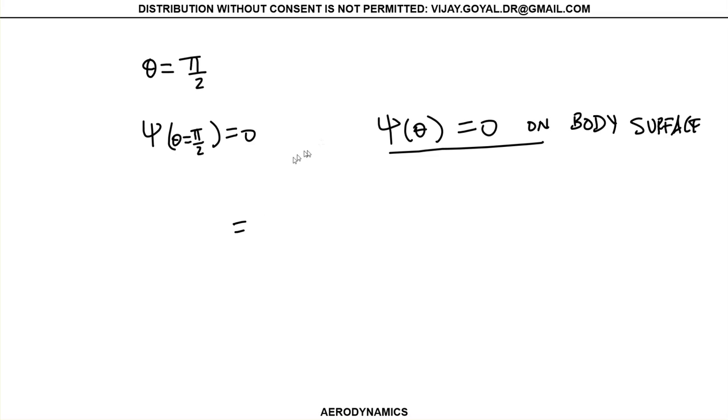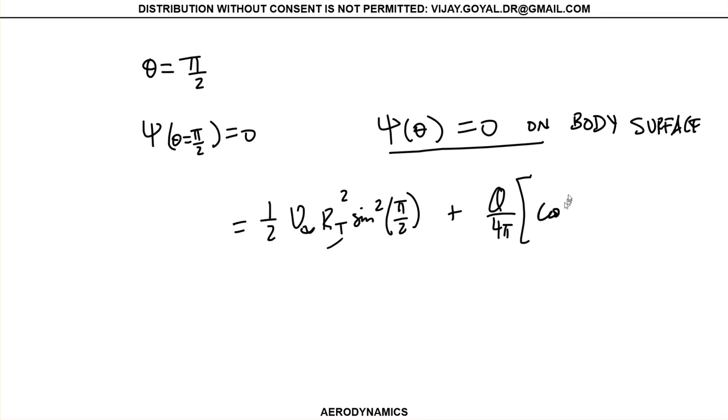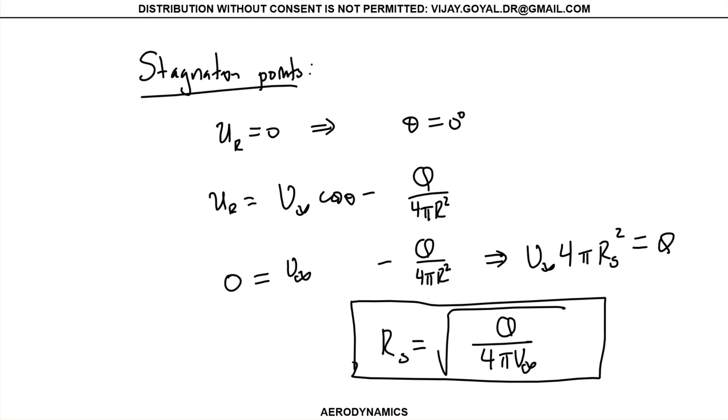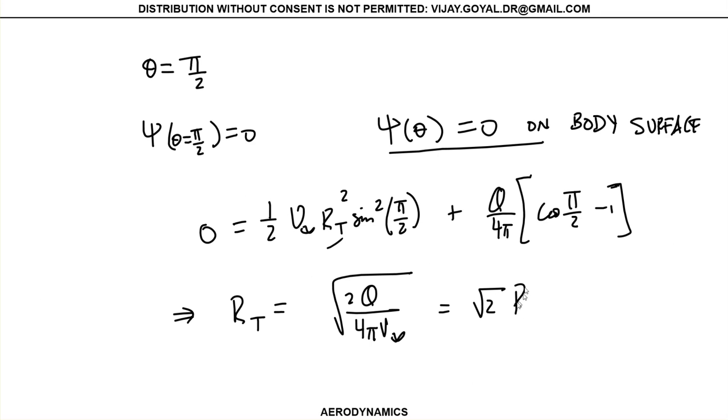So if I take my equation now and replace all these values, u infinite, rt, call it rt at that point, sine squared of pi over 2 plus q over 4 pi cosine of pi over 2 minus 1, I know this has to be 0. And I solve for rt. You can show that your rt will have the following value: square root of 2 q over 4 pi v infinite. So if you compare with this, I have the same expression. So I could say this is the same as square root of 2 rs. You can see that the behavior is very similar to the behavior of a source.